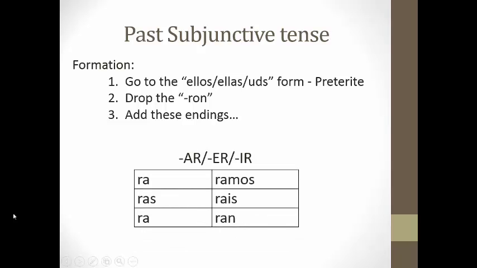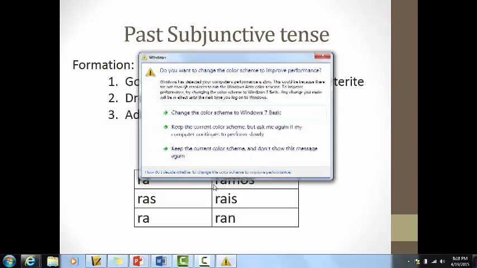And then you're going to add these endings. Okay, you'll add this one set of endings regardless if the verb is an AR, ER, or IR. Those endings are ra, ras, ra, ramos, rais, ran. Okay, there is an accent that's going to be picked up here in the we form to keep stress. You'll see that here in our next examples with comer y hablar.